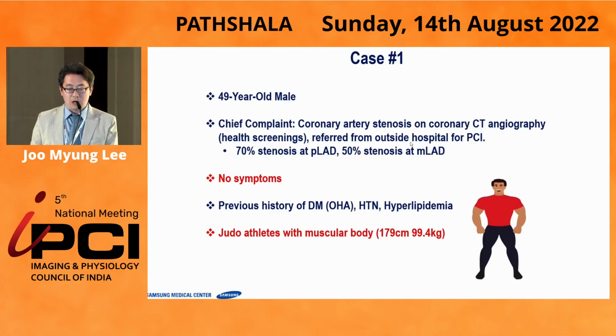And let me introduce our cases. I will show you two totally different cases. The first one is a 40-year-old gentleman. Actually, he had no chest pain or any symptom at all. He was referred from outside the hospital for PCI because coronary CT angiogram showed 70% stenosis at the proximal LAD. He had a history of diabetes, hypertension, hyperlipidemia, and interestingly, he was a very muscular man and previously a professional judo athlete.